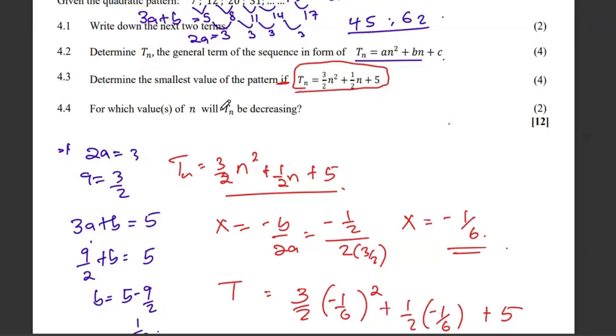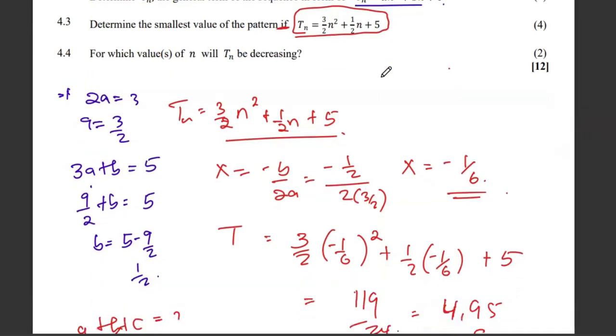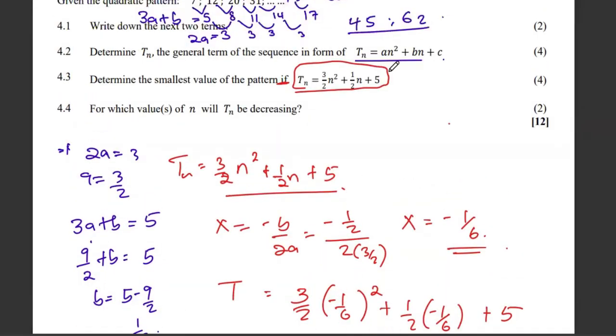So when Tn is decreasing, it means that the entire function is less than 0? Okay, let's see. If we are to solve this, let's say I equate this to 0 because this is an opening. What I need is just this turning point here. And we said this value is negative 1 over 6.